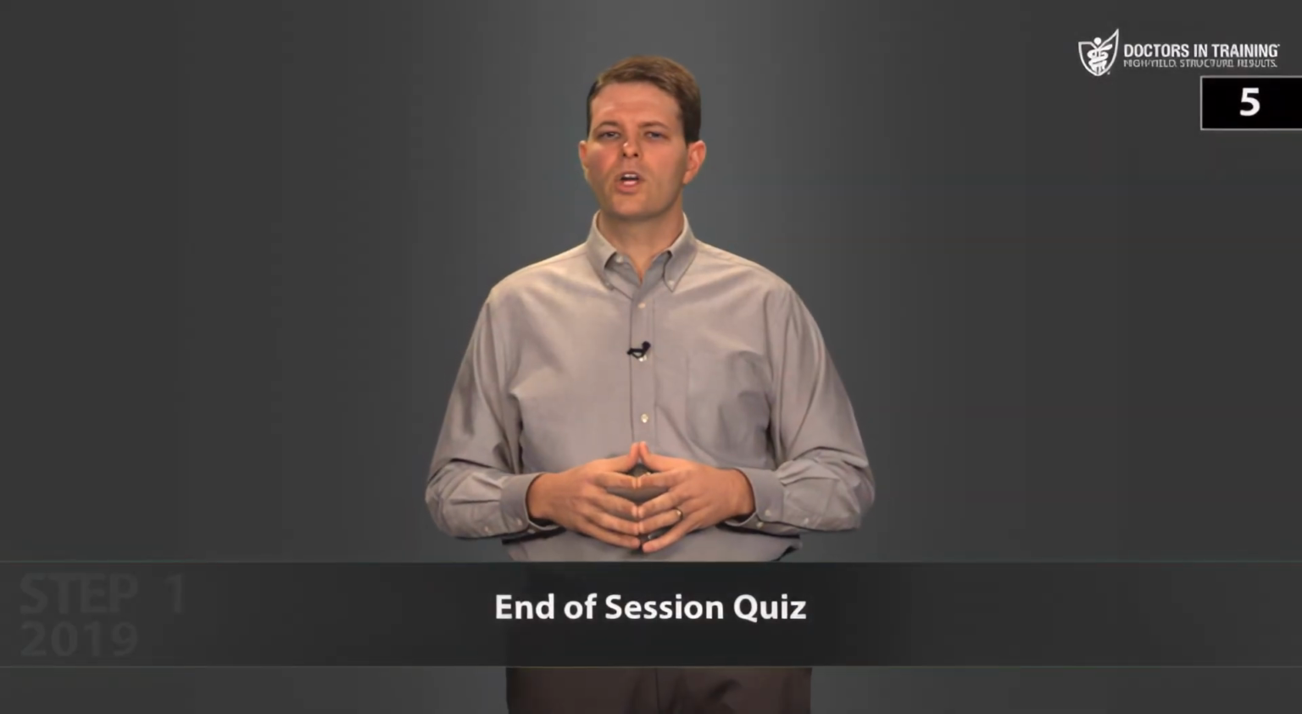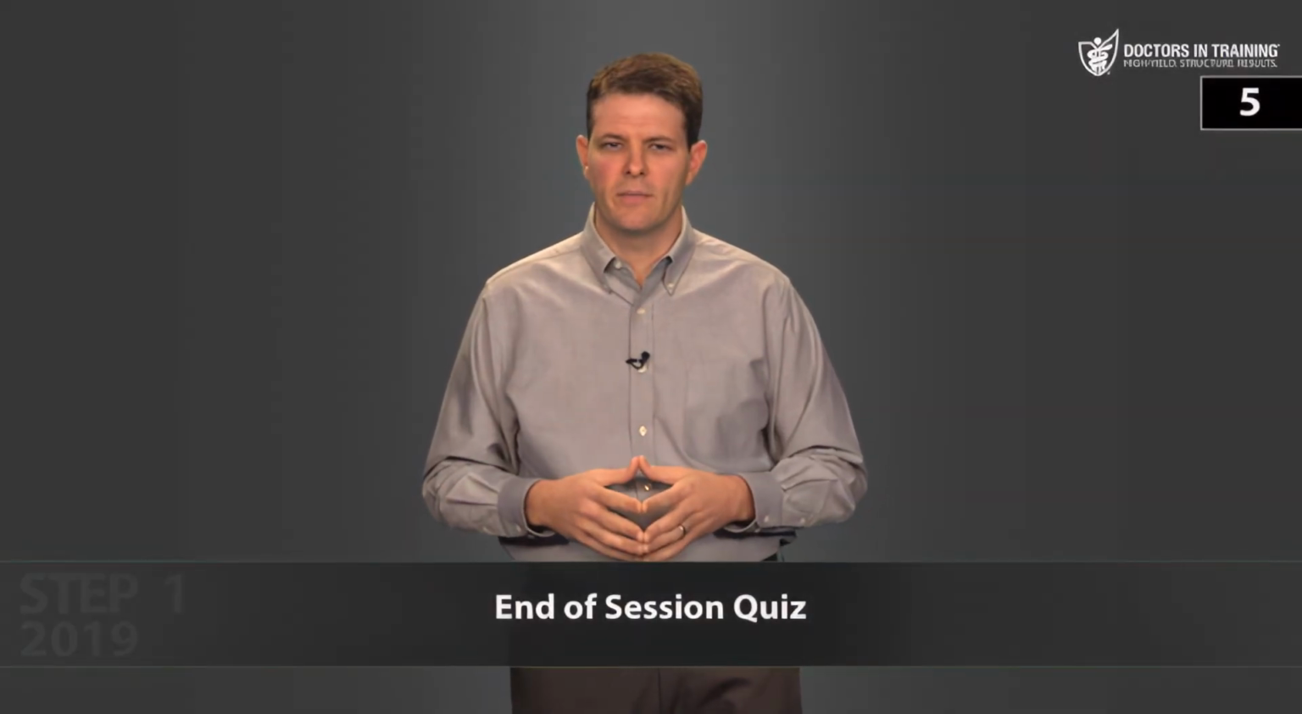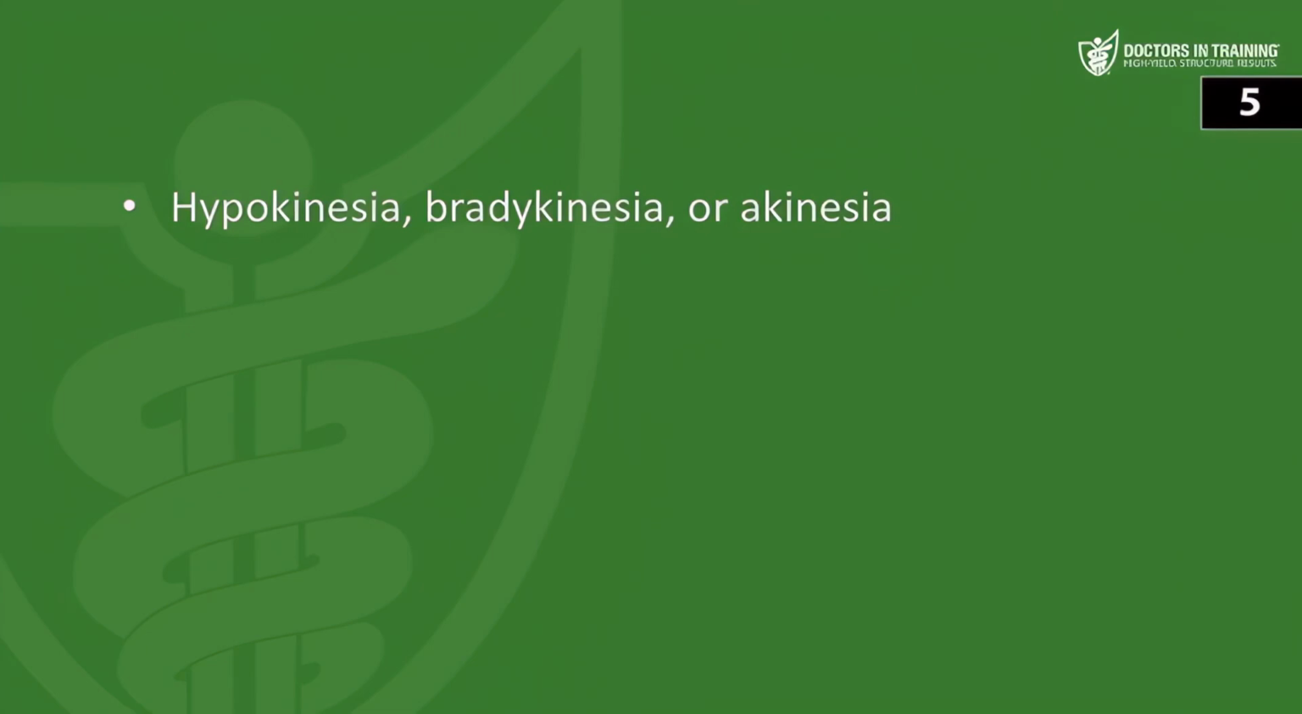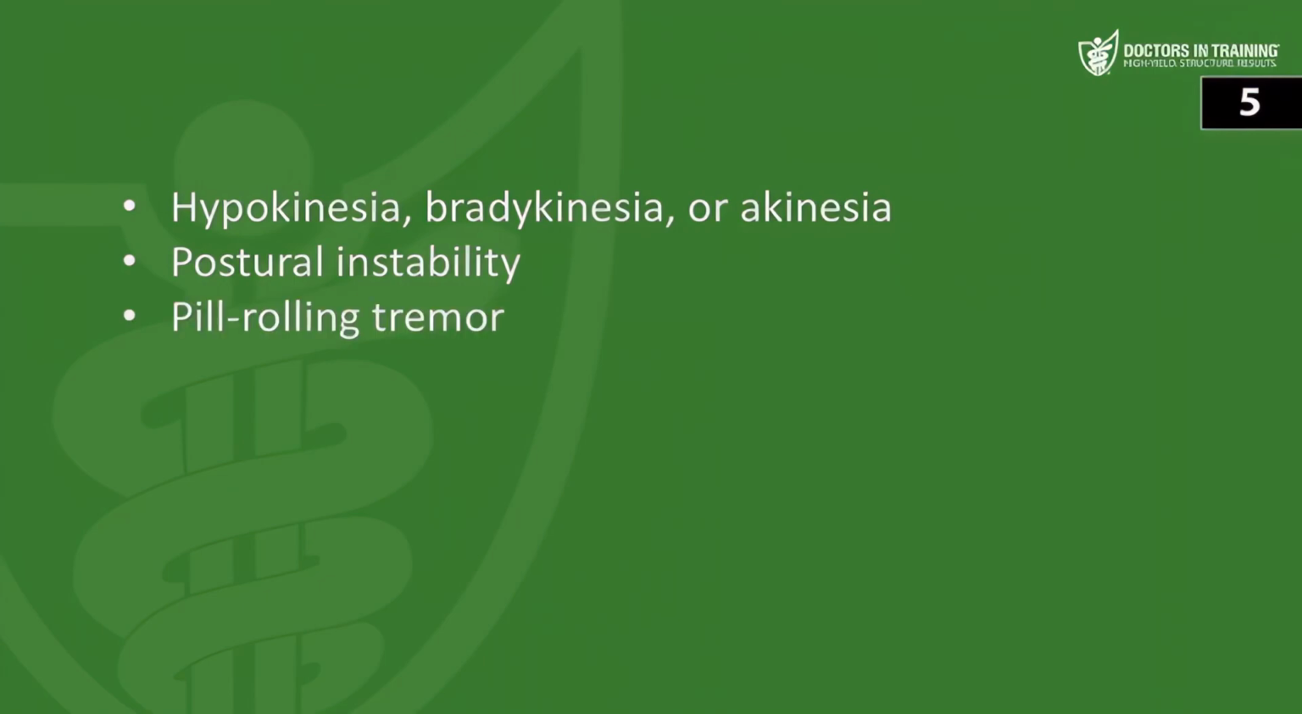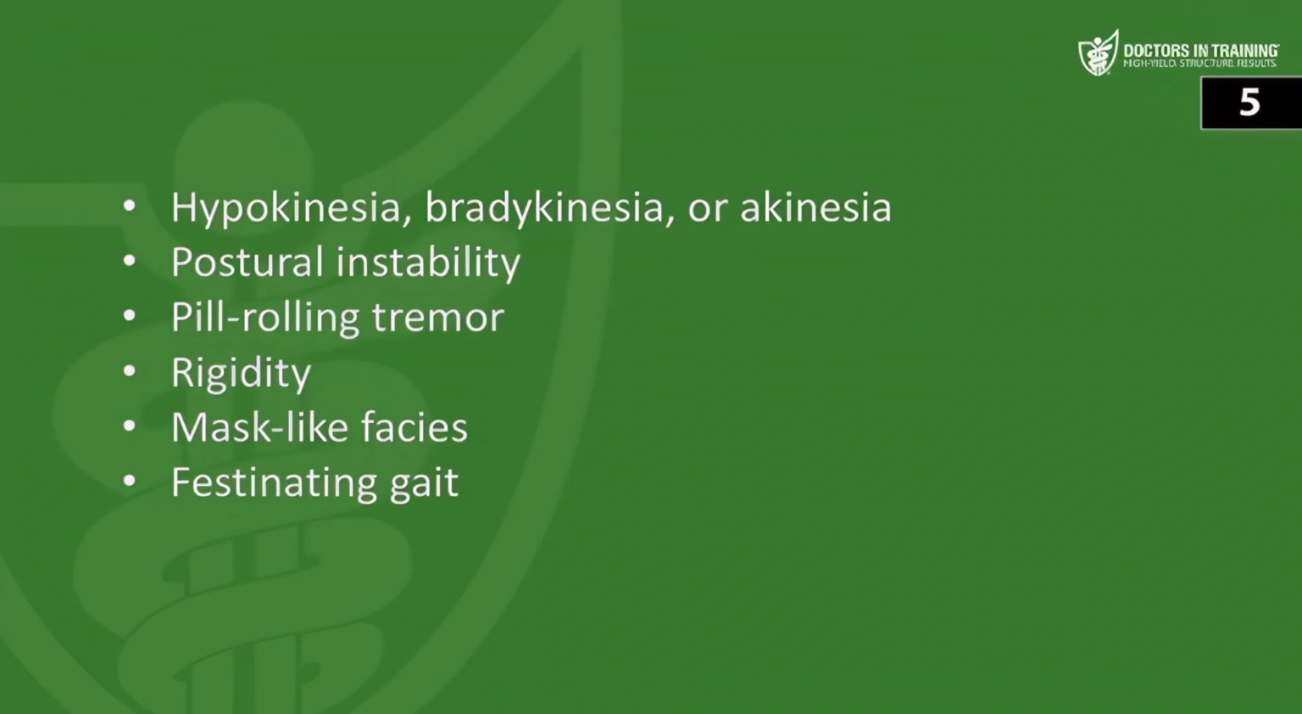First question, what are the cardinal features of Parkinson's disease? So you have hypokinesia or akinesia or bradykinesia. You have postural instability. You often have that resting tremor or pill rolling tremor. You have rigidity, like cogwheel rigidity, mask-like facies, and also that festinating gait.